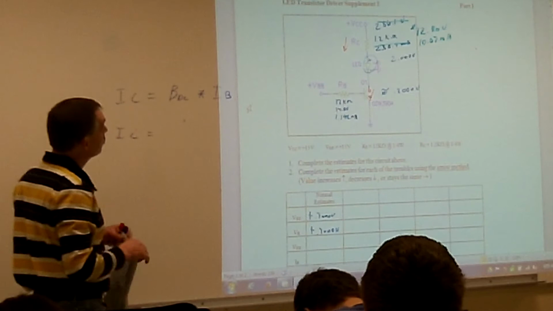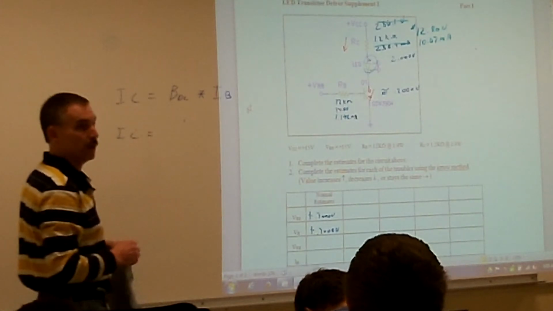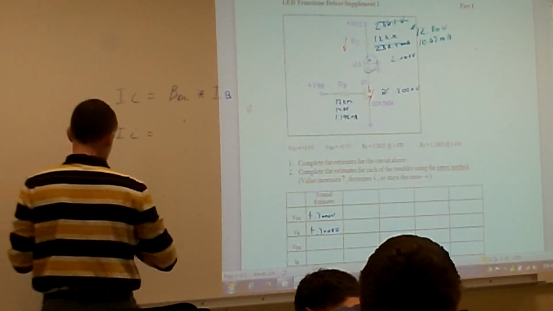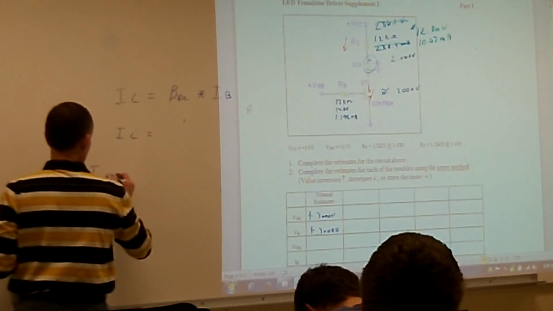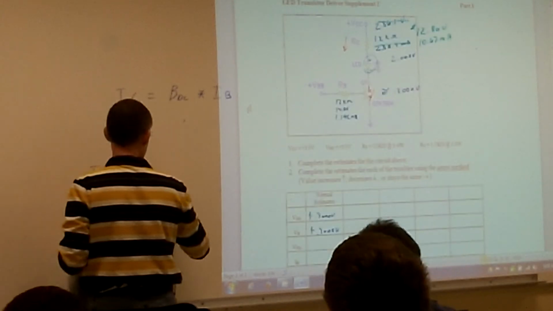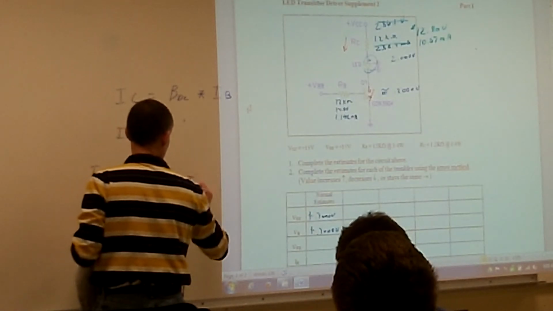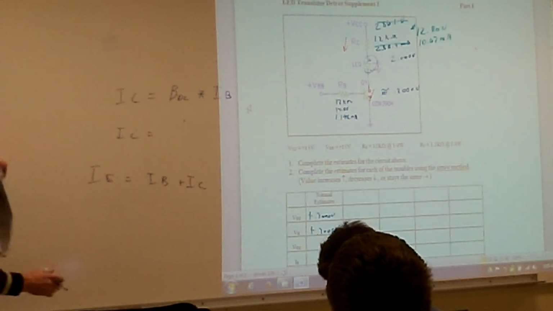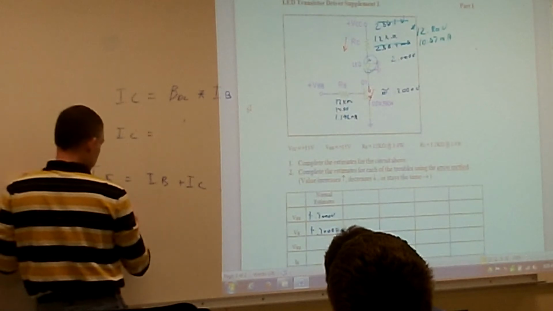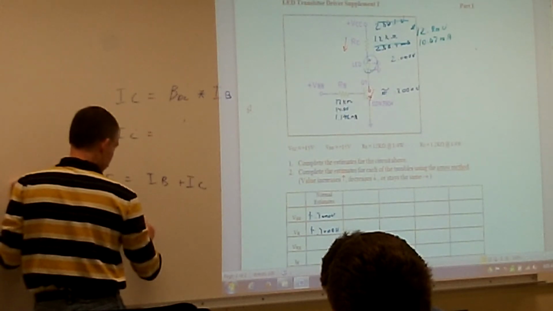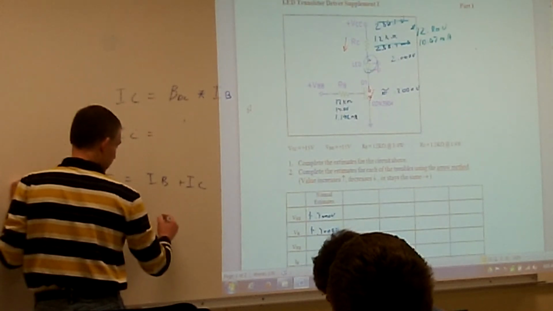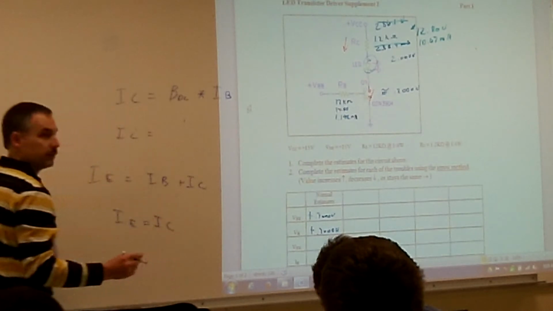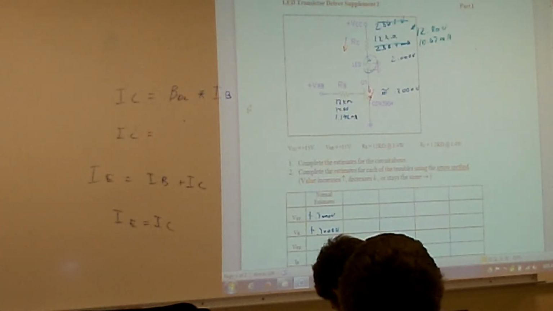So your IE current will be your IC current? Yep. Remember, typically IE is equal to IB plus IC, but IB is such a small amount of current typically that it's negligible, we don't have to worry about it, so for all approximations, IE is equal to IC.